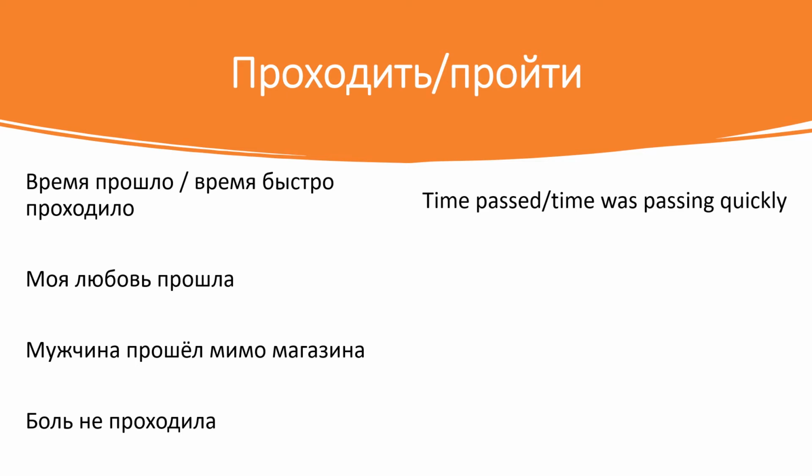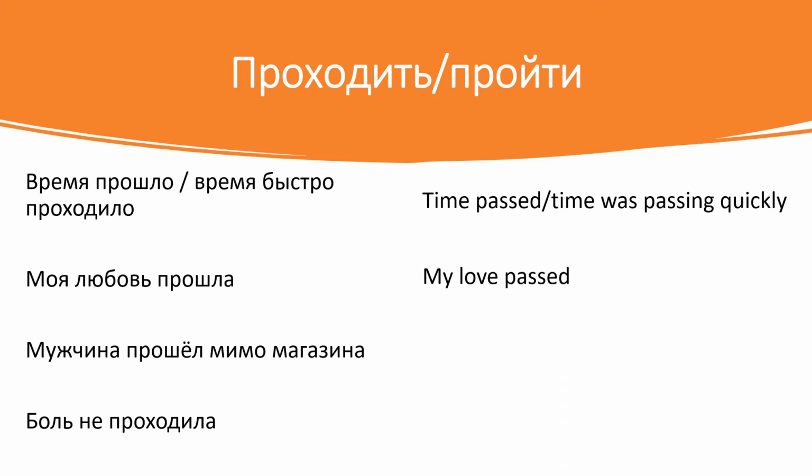Next, моя любовь прошла. Моя is the possessive pronoun, my. Моя любовь, the feminine noun for love. Прошла. Here we have пройти in the past tense with the feminine ending. Моя любовь прошла. My love passed.